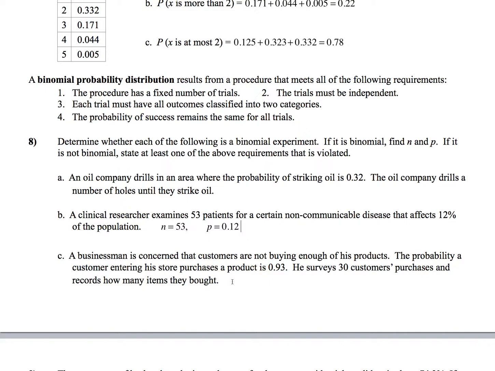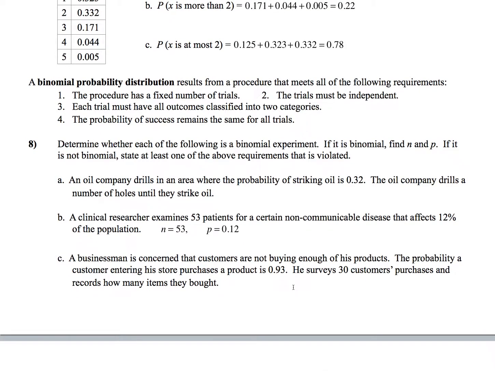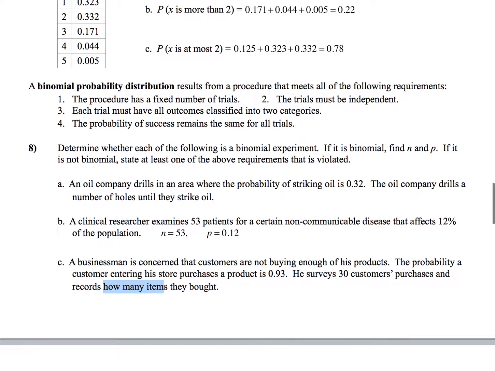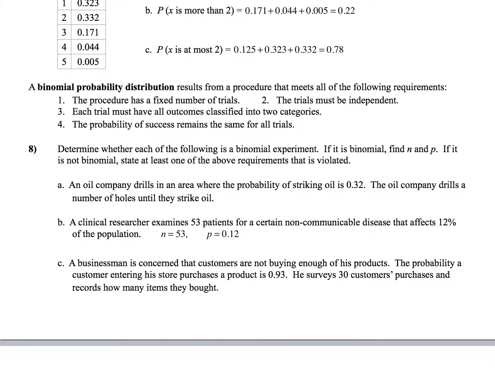Now in Part C, the businessman is concerned that customers are not buying enough of his products. The probability that a customer entering his store purchases a product is 0.93. He surveys 30 customers' purchases and records how many items they bought. There is a fixed number of trials. The trials are independent, but each trial is not classified into 2 categories. Bought, not bought would be 2 categories, but how many items they bought is not 2 categories. So that's the requirement that's violated in this case.